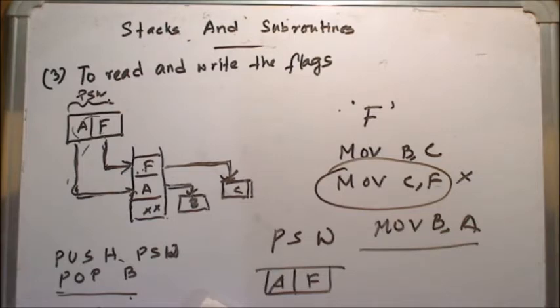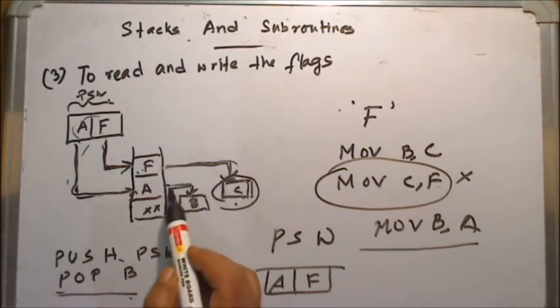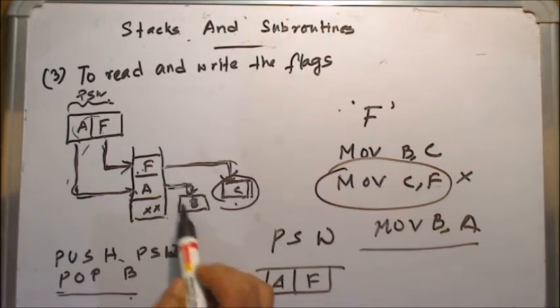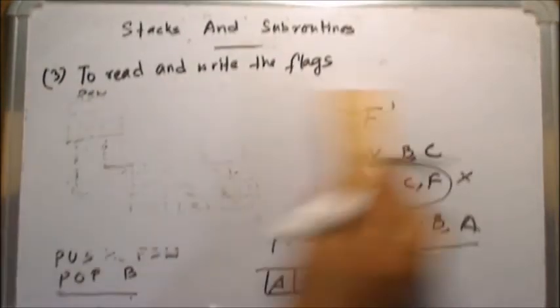The lower byte in the lower register pair will get the value of F, as shown in the example. The higher byte will get stored in the higher byte register. I hope it is clear. So let me show you another example.